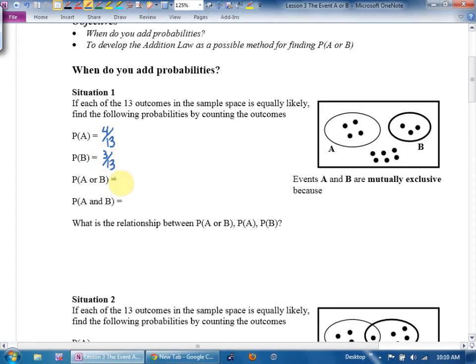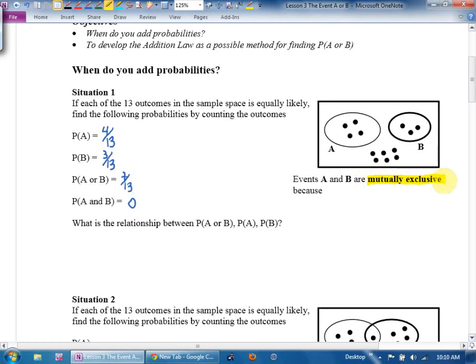What's the probability of A or B? 7 out of 13. What's the probability of A and B? What's the overlap? 0. And then over here, we have a key term that you're going to need to know. You underline it. I'm going to highlight it.